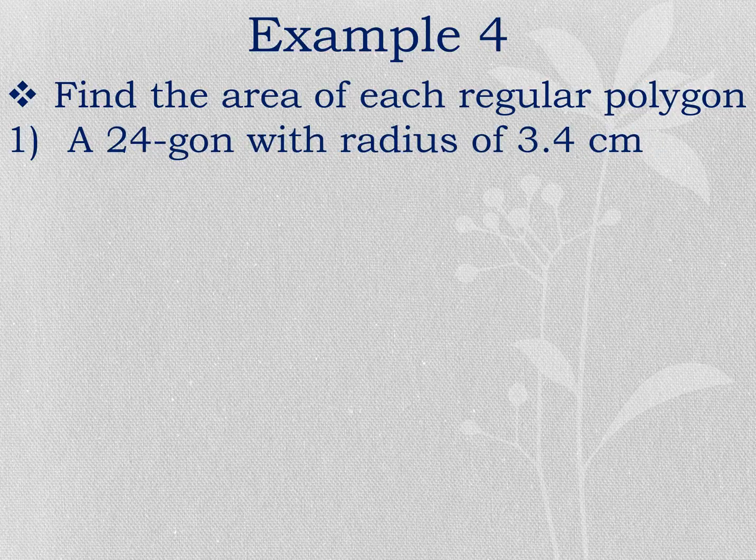So why don't you go ahead and do this one on your own. Identify n and r. Use that to set up your right triangle. Once you get x, set up your two trig ratios to solve for a and y to get your area. So go ahead and pause it while you work that out.